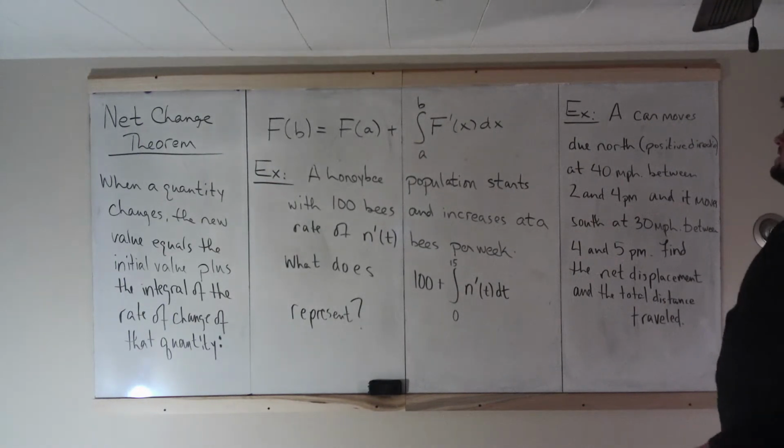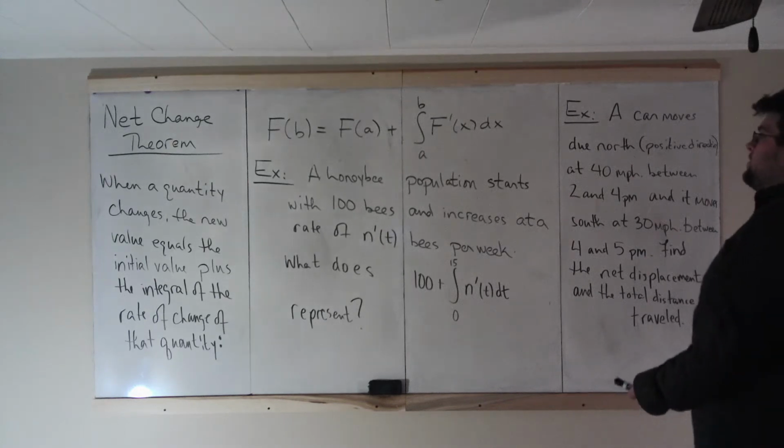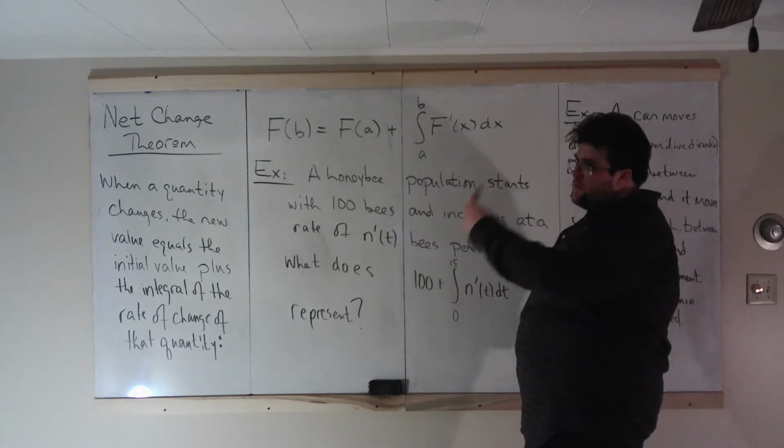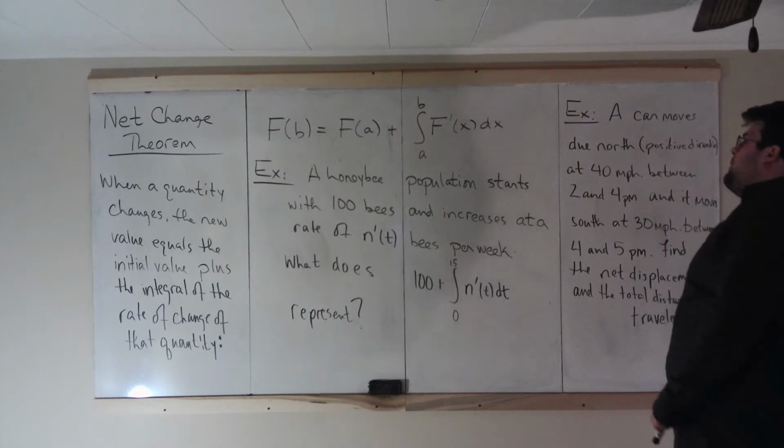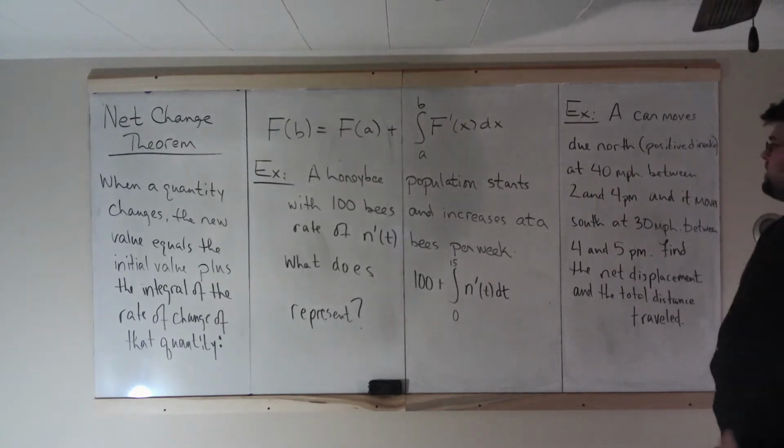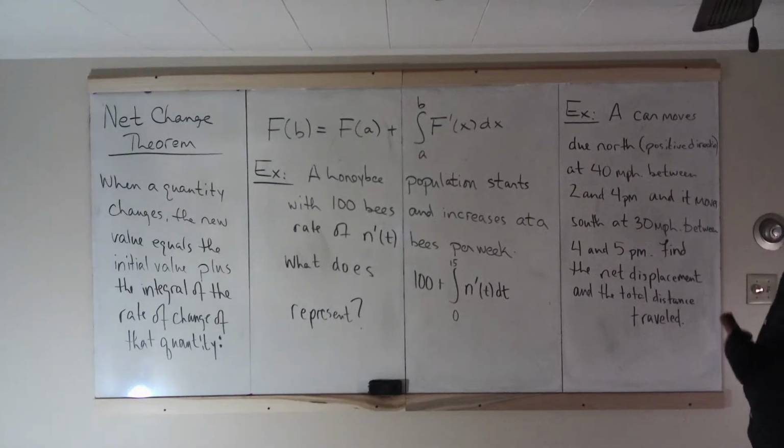And you can see that this is just the second part of the fundamental theorem of calculus with f of A moved over to the other side. But we're going to look at three examples. The second and third, we're going to have to define something else in those. But let's look at a direct interpretation of this net change theorem here.